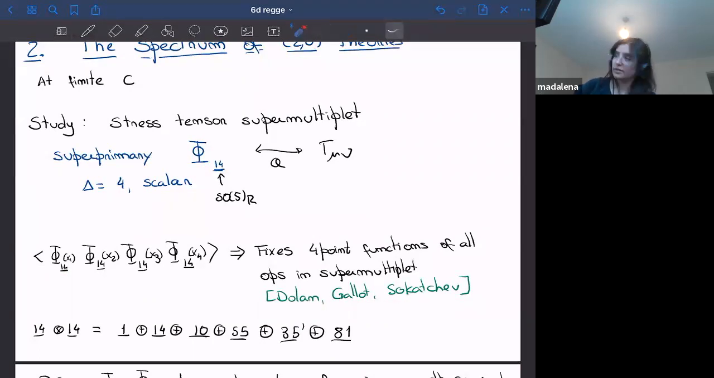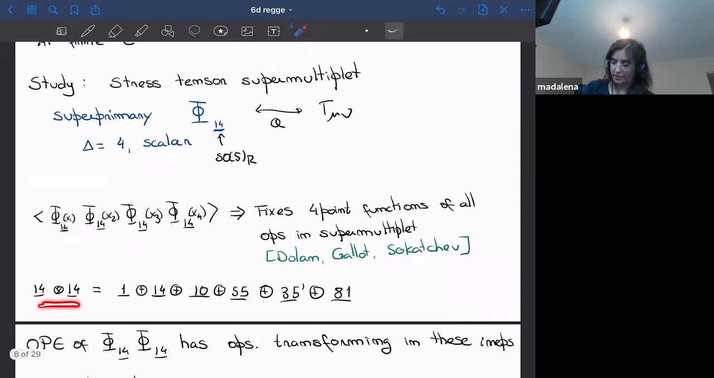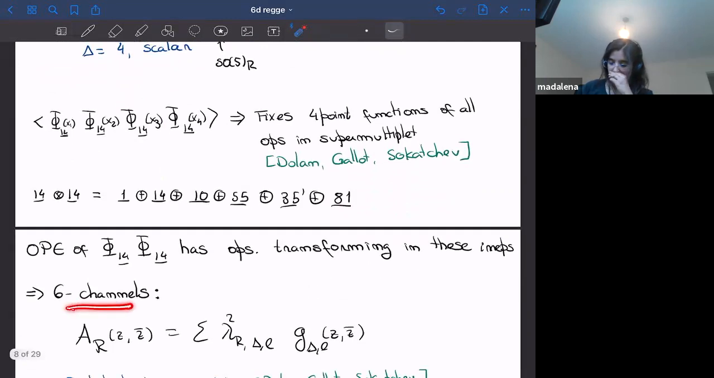Because the operators we are studying transform non-trivially under SO(5)_R, when you take the OPE between two of them, you will have operators appearing in the tensor product of the representations, the tensor product of two 14s. And this is the long list here. So we have six R-symmetry channels that I'm calling A_R. Each of these channels has a decomposition in conformal blocks with different conformal primaries being exchanged.